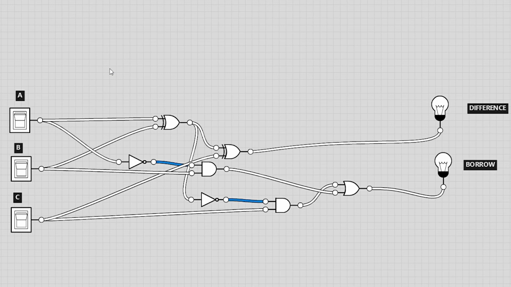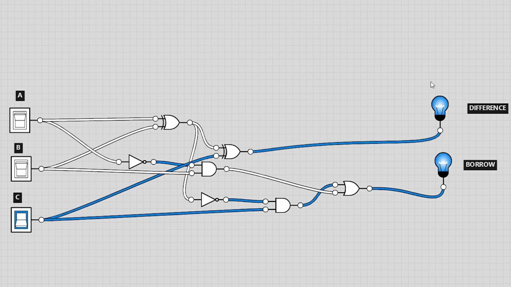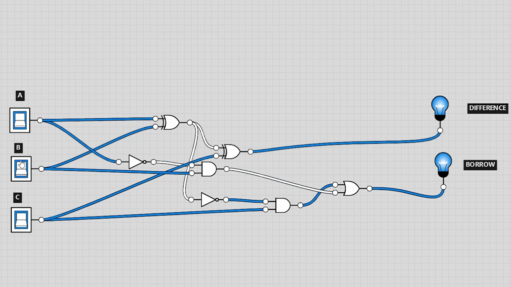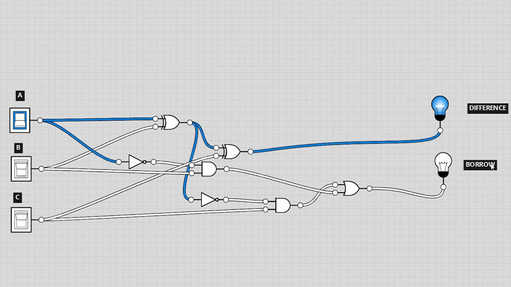When C is 1 and A, B are 0, the borrow will be 1, the difference will also be 1. When B is 1 and A and C are 0, borrow will be 1 and difference will be 1. When B, C are 1 and A is 0, borrow will be 1 and difference will be 0. When A is 1 and B, C are 0, borrow will be 0 and difference will be 1.